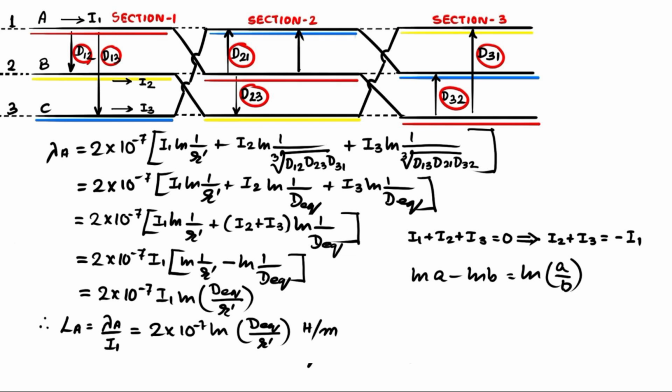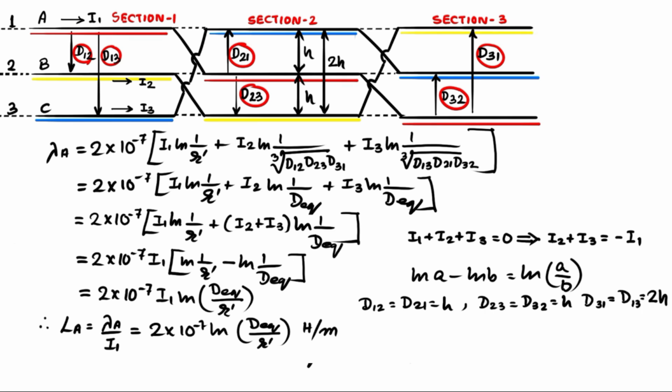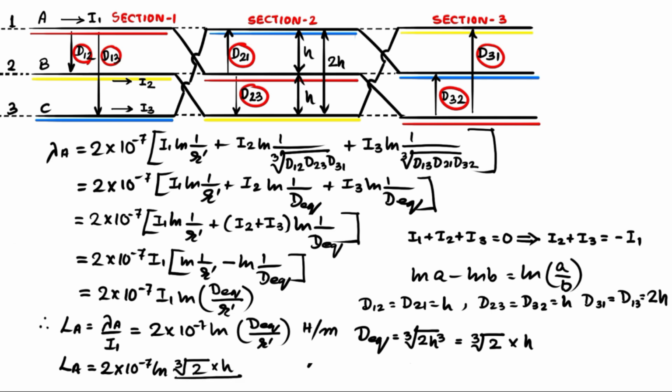Now consider a special case where the conductors are arranged vertically with equal spacing h. In this arrangement, D12 and D21 equals h, D23 and D32 equals h, similarly, D31 and D13 equals 2h. Therefore, D equivalent becomes the cube root of 2h cubed, which simplifies to cube root of 2 multiplied by h. Substituting this value into the inductance equation gives L suffix A equals 2 into 10 to the power minus 7 multiplied by logarithm of cube root of 2 multiplied by h divided by 0.7788 R.